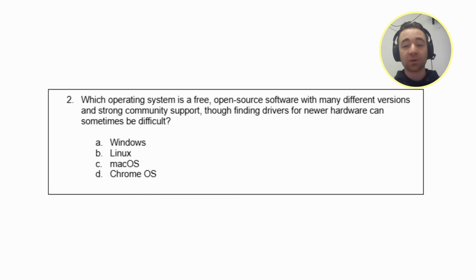Now, the first question that I want to do with you is, which operating system is a free open source software with many different versions and strong community support, but finding drivers for newer hardware can sometimes be difficult? Does that sound like A, Windows, B, Linux, C, Mac OS, or D, Chrome OS? Pause the video if you need more time. Your answer coming in 3, 2, 1.